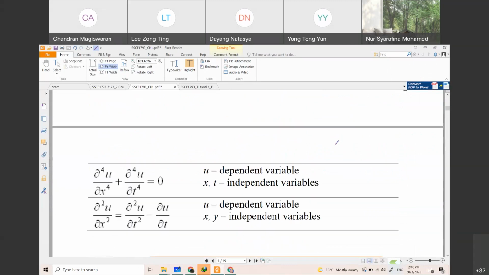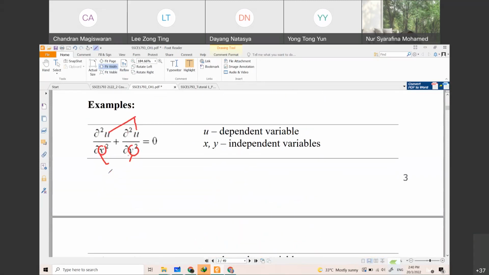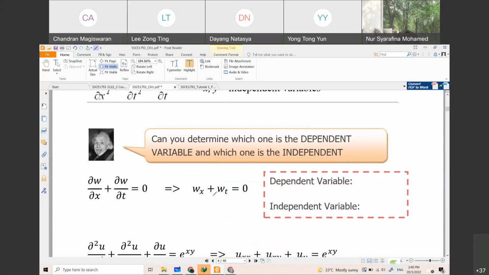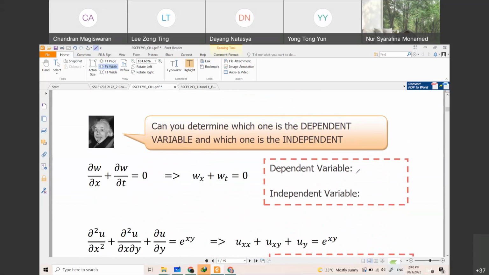What about this? We have u, we have x, we have t. Dependent variable only one, u; independent, we have two, x and t. This one also, u, x, and y: one dependent, two independent. So these three are all partial differential equations. Now, can you determine which one is the dependent and which one is the independent variable? What about the first one here? What are the dependent and independent variables?